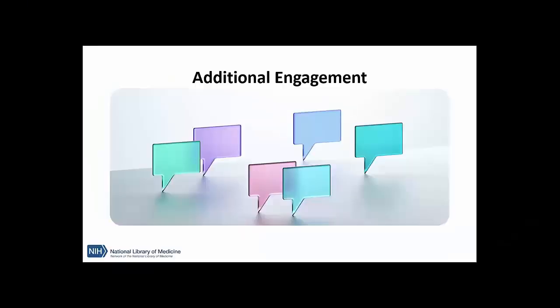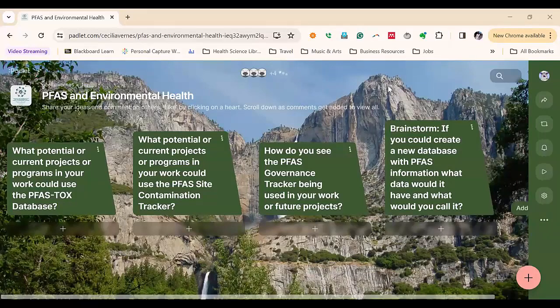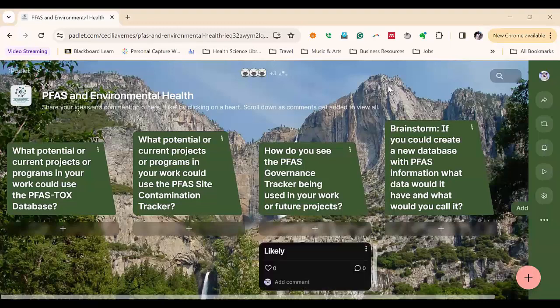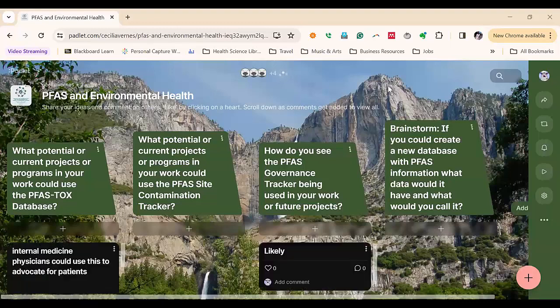Well, thank you so much for your presentation and for your time with us during this Q&A. For our additional engagement time, we're going to be using something called a Padlet. Each of the first three questions, going from left to right, is asking, do you find that there's a way you could use one of the databases discussed during the presentation? And the fourth question is more of a brainstorm: what would you like to see in a future database? What kind of data would it have on PFAS, and maybe what would you call it?